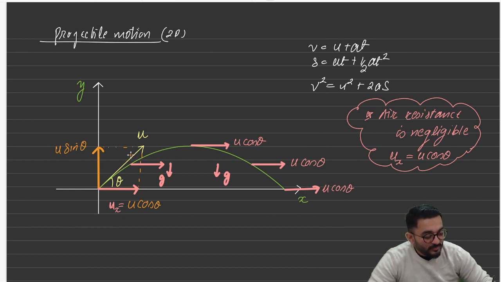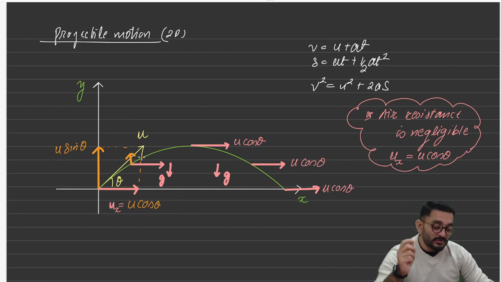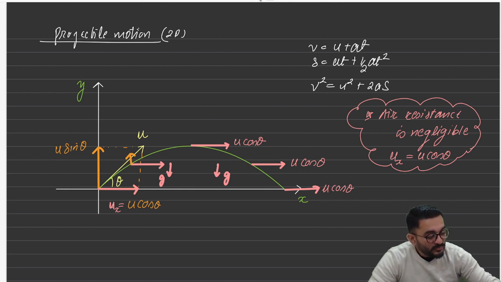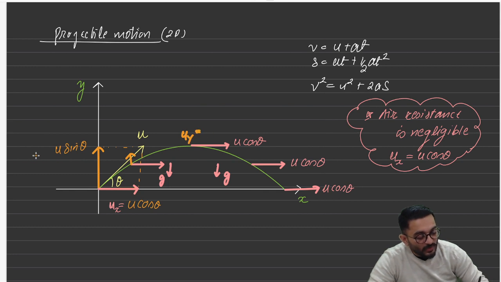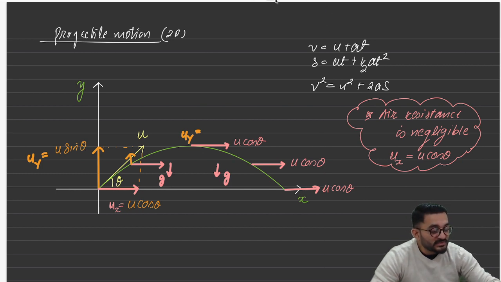Initially, when the object is going up, because of the influence of gravity, your u sine theta value is going to decrease. At one particular point, the value of this vertical component, which I have written as uy, which is u sine theta, is going to become 0. We say the object has attained its maximum height, because at that point it is going to change its direction.